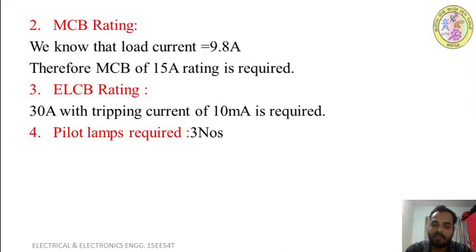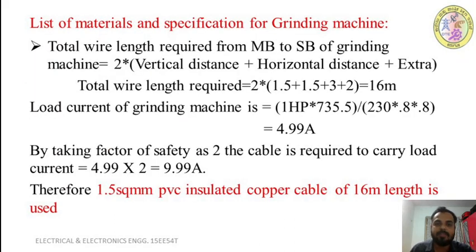Okay, so after the calculation of the main panel board materials, next we are going to calculate the individual starter materials. Okay, so what are the materials required for individual machines? In the individual starter board of each machine we are going to calculate. So next, first we take up the list of materials and specification for the grinding machine.